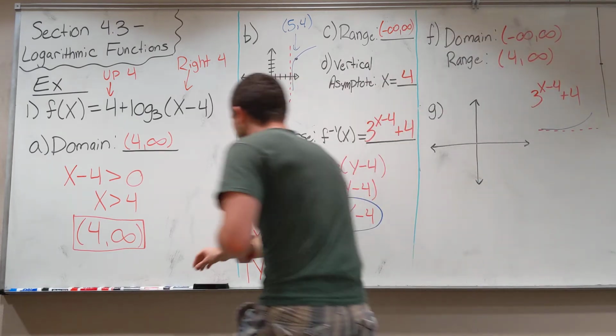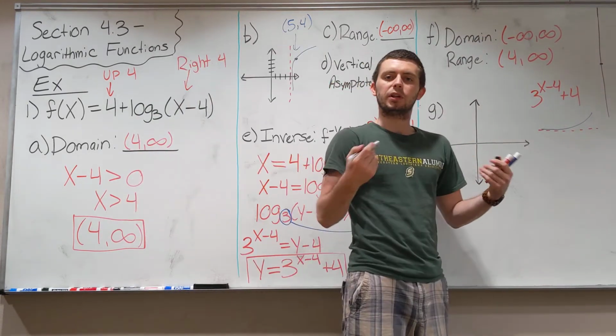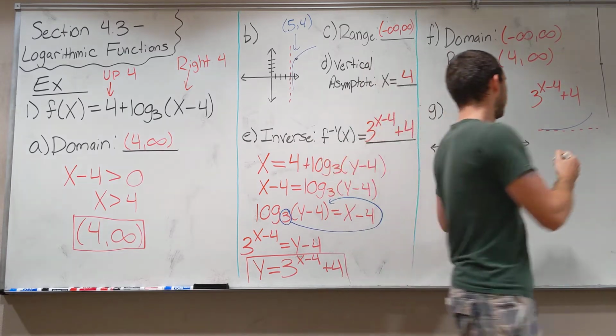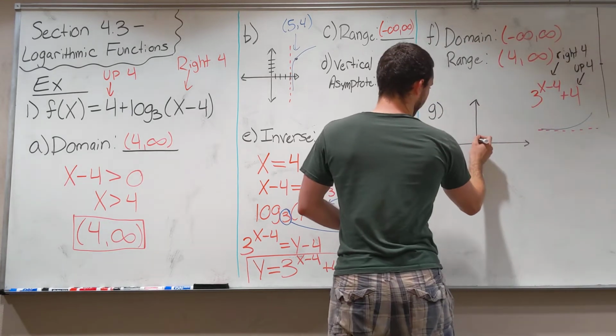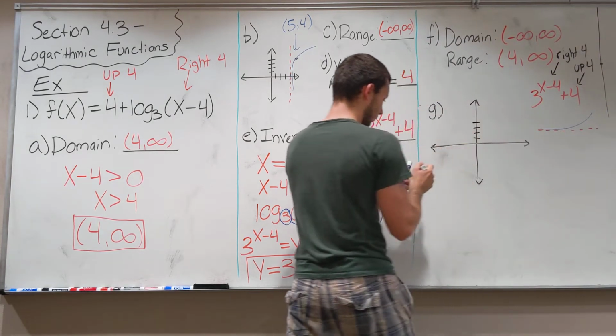Well, the transformations here, the shifting here, that tells us right 4, because remember it's the opposite when we're going left or right, and up 4 when it's not affecting the x directly. The horizontal asymptote will only change if we're going up or down, because left or right still just goes infinitely in both directions. So this horizontal asymptote shifts up 1, 2, 3, 4.